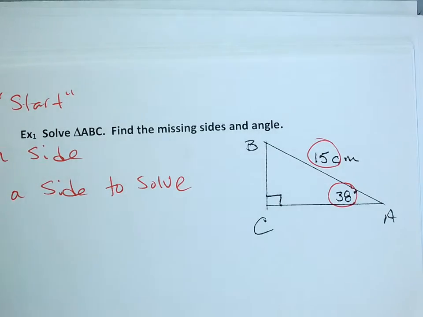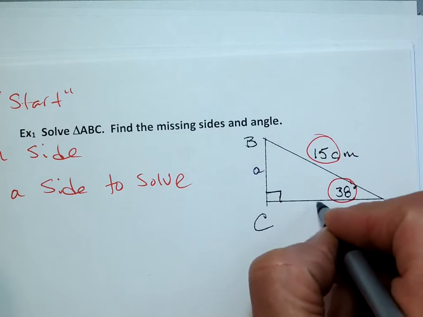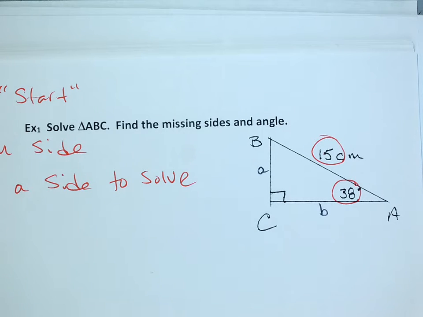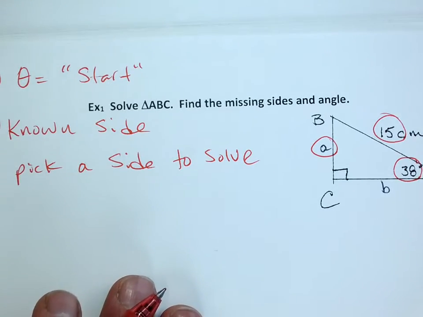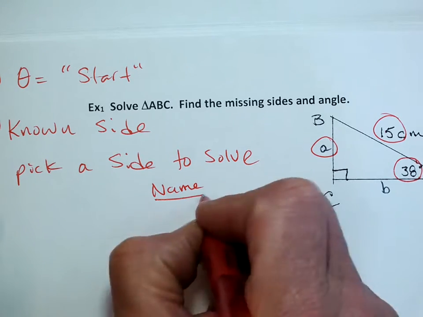We could either find side A or side B, it does not matter. I can pick either one. I'm going to pick side A, little a. Now let's give names to our sides.